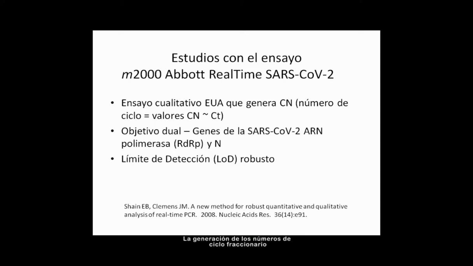The generation of the fractional cycle numbers is actually very interesting, and I'll refer you to the study by Shane and Clements if you're interested in more details about how that number is determined. But it's a way to avoid some of the artifacts in fluorescent baselining. We don't need to know those details, just that we get this very important cycle number information. The M2000 assay and the Alinity assay that I'll tell you about later are both dual target assays, detecting two targets within the SARS-CoV-2 virus. And importantly, the assays have a robust limit of detection.